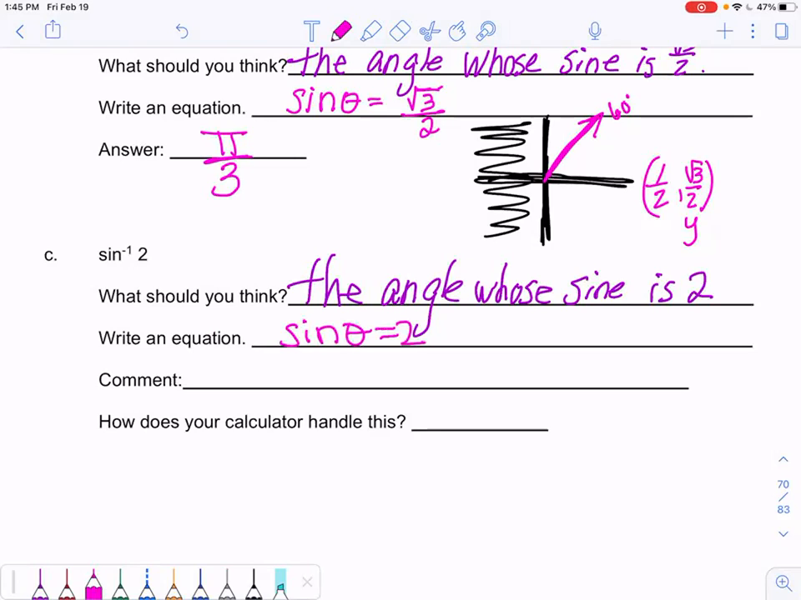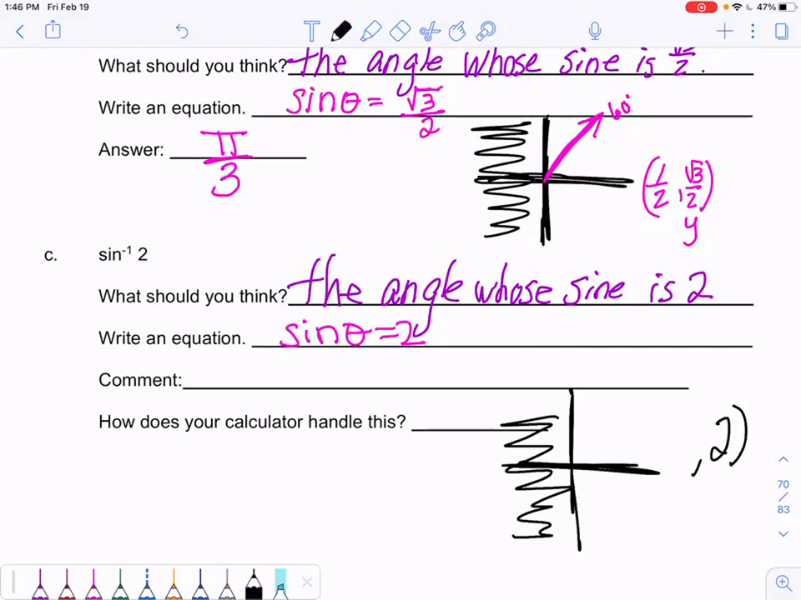And then it says comment. Apparently we're supposed to make a comment here about what's going on. So remember, you're trying to find an angle when the sine value is 2. Sine, we said, was y. Think about this. That's why there's a comment there. The ordered pairs on the unit circle. Is there ever a y value on the unit circle of 2? Is y ever 2 on the unit circle?